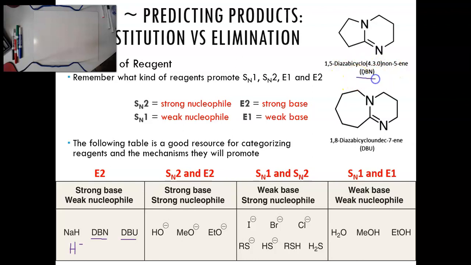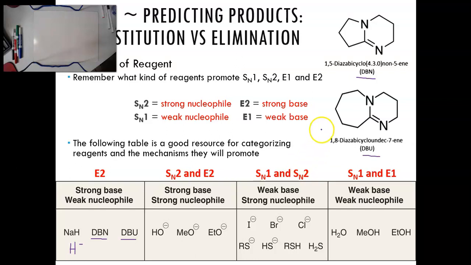So here's DBN, 1,5-diazabicyclo[4.3.0]non-5-ene. So you can see why it gets abbreviated. And DBU, very similar structure. We just have a larger ring over here on the left-hand side. So again, these are both strong bases and weak nucleophiles. We can use the lone pairs on those nitrogens to act as bases.